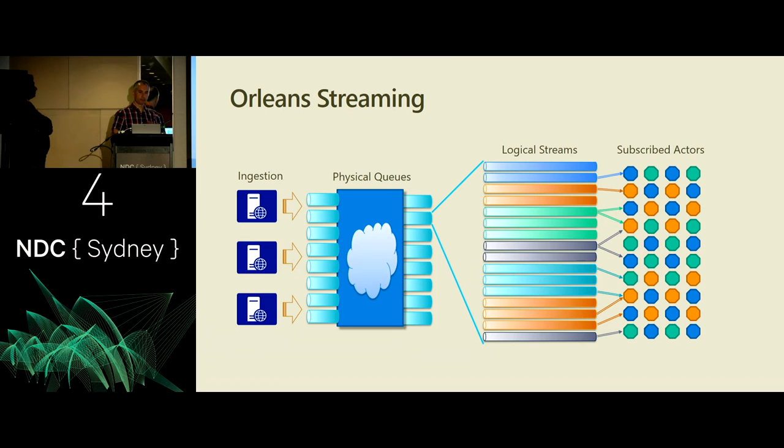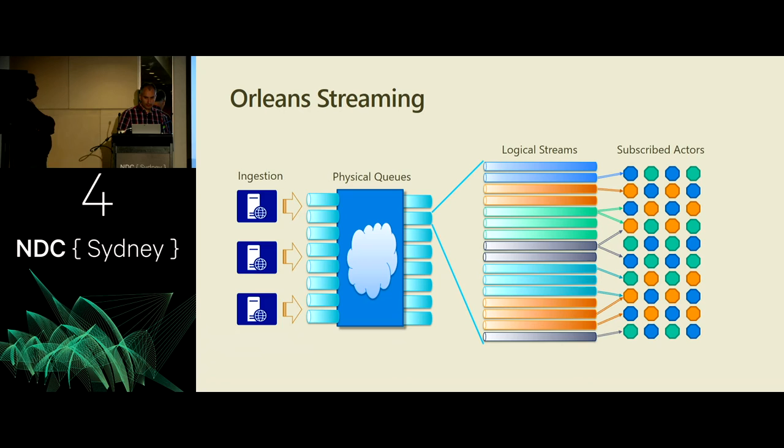And the key thing here is that there's a notion of logical streams, so we call them virtual streams. We've got virtual actors and virtual streams. So again, you can have an infinite amount of them because it's just identity. But physically, they get multiplexed over physical queues, whether you use AWS SQS or Kafka or Event Hub, Azure queues. Under the covers they get multiplexed over those physical pipes.